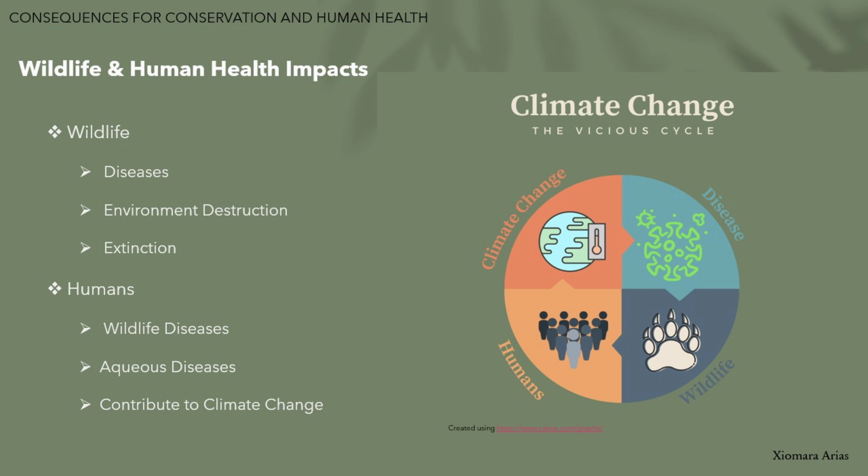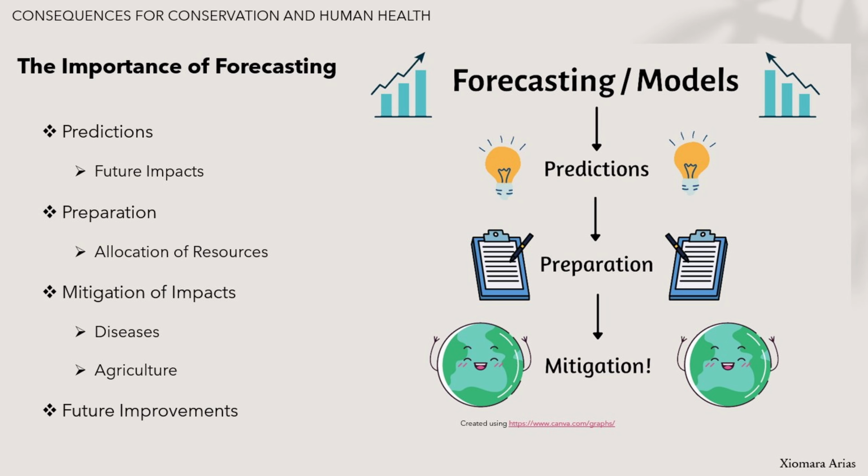Considering humans are a cause of climate change, the system can be seen as a vicious circle of destruction. Developing ways to correct this cycle is a main goal of scientists today. One of the ways scientists can mitigate destruction caused by climate change is forecasts. These models are an excellent resource used to make predictions about future impacts of climate change.